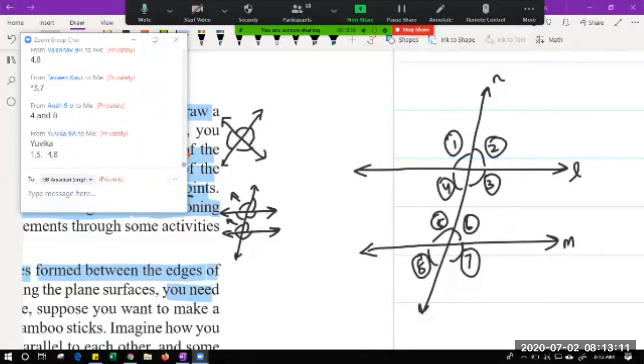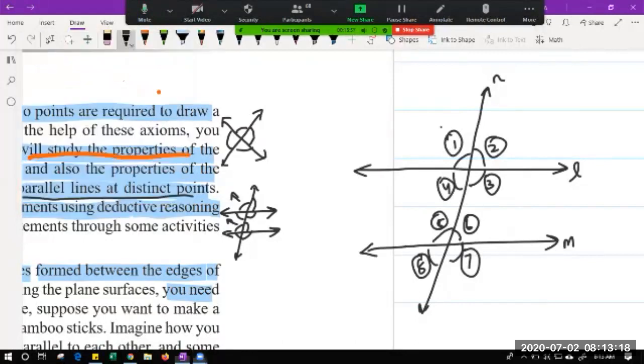We discussed in the last class that the angles which are looking in the same direction or on the same side are corresponding angles. We have this trick. You can see 1 and 5 are on the same side like this. Similarly, 2 and 6. Then 3 is looking in the same direction as 7, and 4 is looking in the same direction as 8. Hence these are corresponding angles. So 1 and 5, 4 and 8, 2 and 6, and 3 and 7 are the corresponding angles.